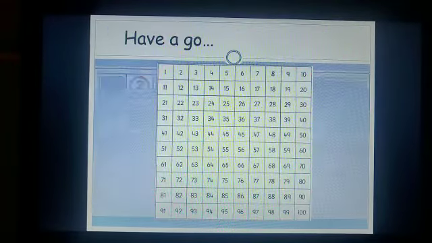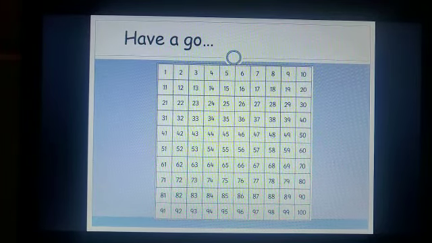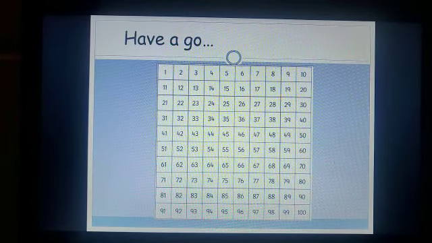I'd like you to have a go at the grid of 1 to 100, using multiples as your strategy to wipe out the numbers that are non-prime. Good luck, guys.